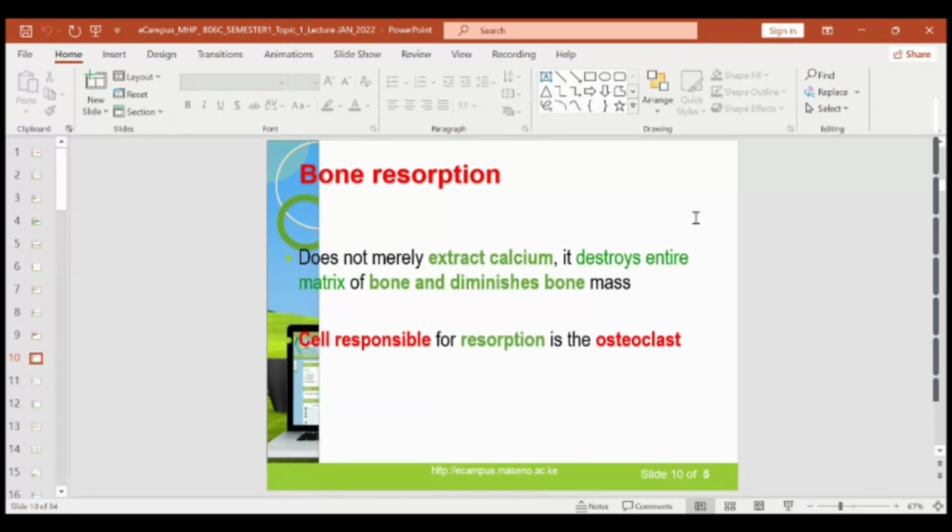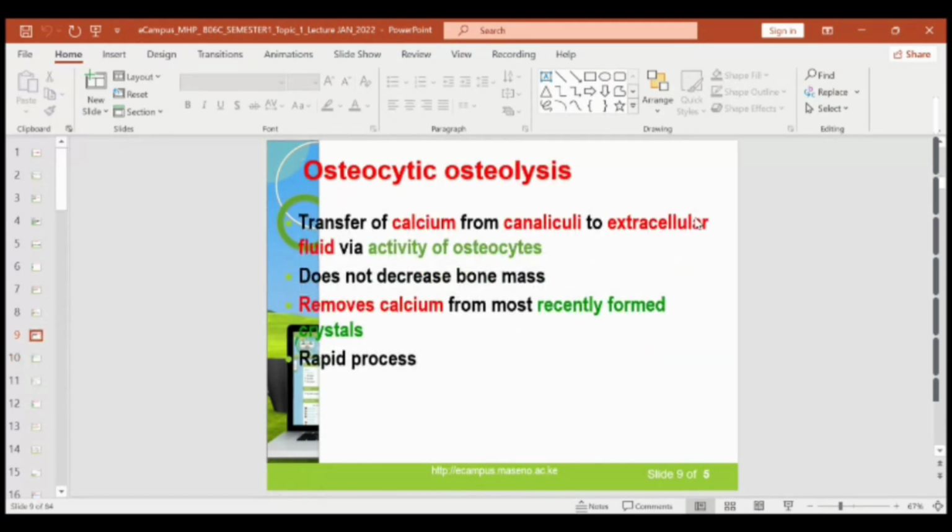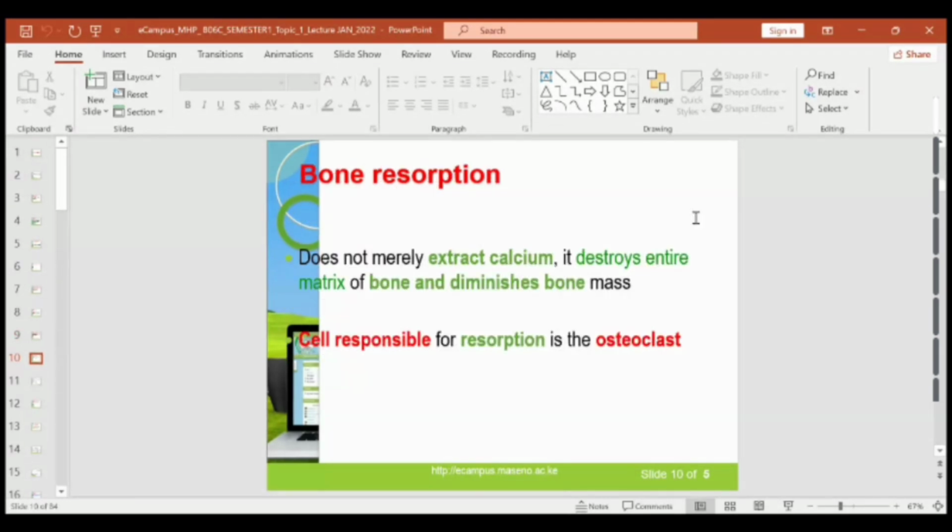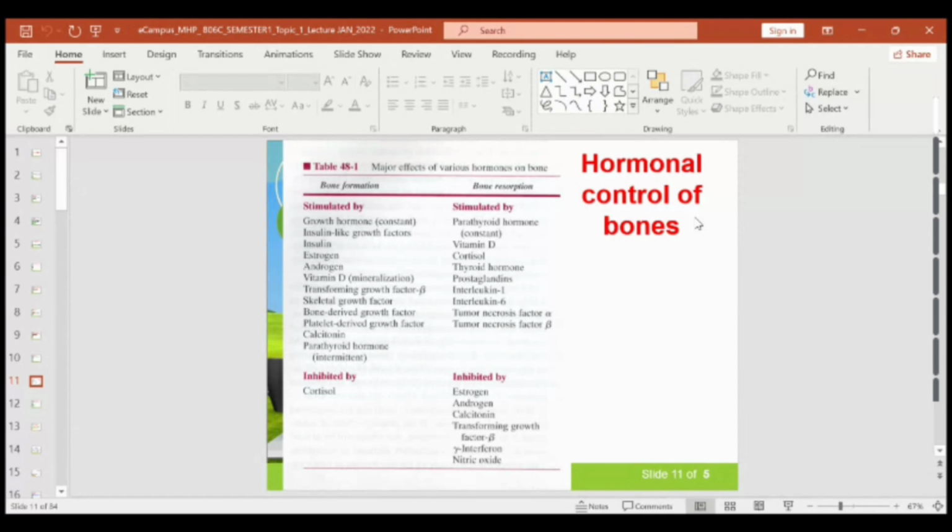So bone resorption, unlike the first process of osteocytic osteolysis, causes the extraction of calcium, but in the process it diminishes the bone mass, it breaks down the mass, and the density equally reduces. The cells responsible for that are the osteoclasts. The classic example is the process that occurs postmenopause, when the effect of estrogen has reduced so much. We'll see later how that comes into play.